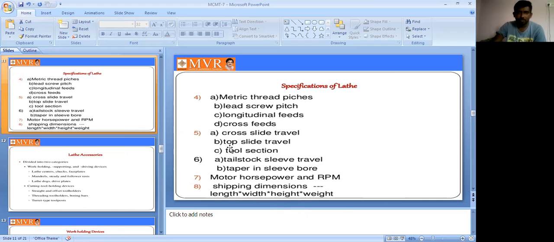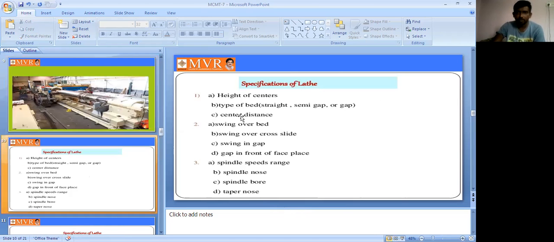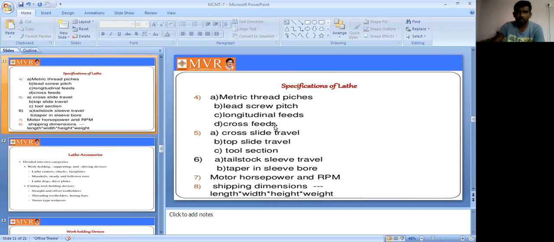These 8 specifications we are using in the lathe machine. First, height of the centers. Second is swing over bed. Third is spindle speed range. Fourth is metric thread pitches. Fifth is cross slide travel. Sixth is tailstock quill travel. Seventh is motor horsepower. Eighth is shipping dimensions. So these are the specifications of the lathe, and they are very important specifications in the lathe.